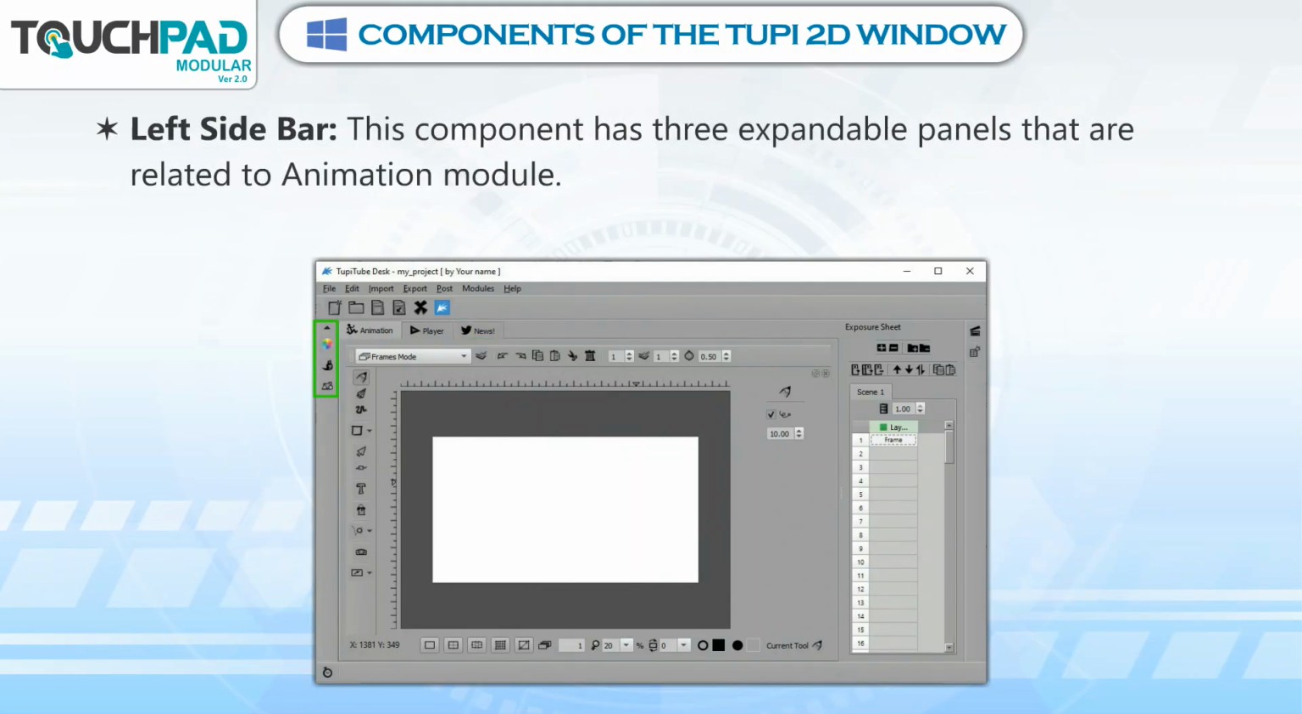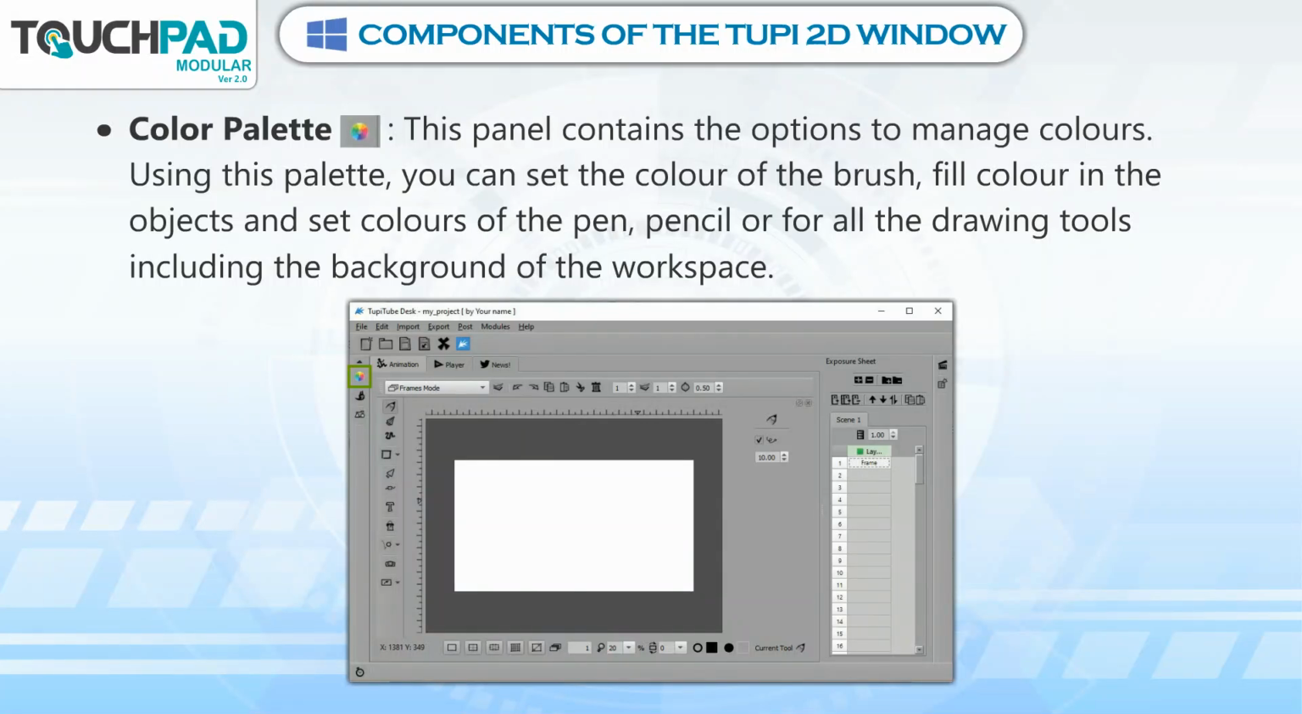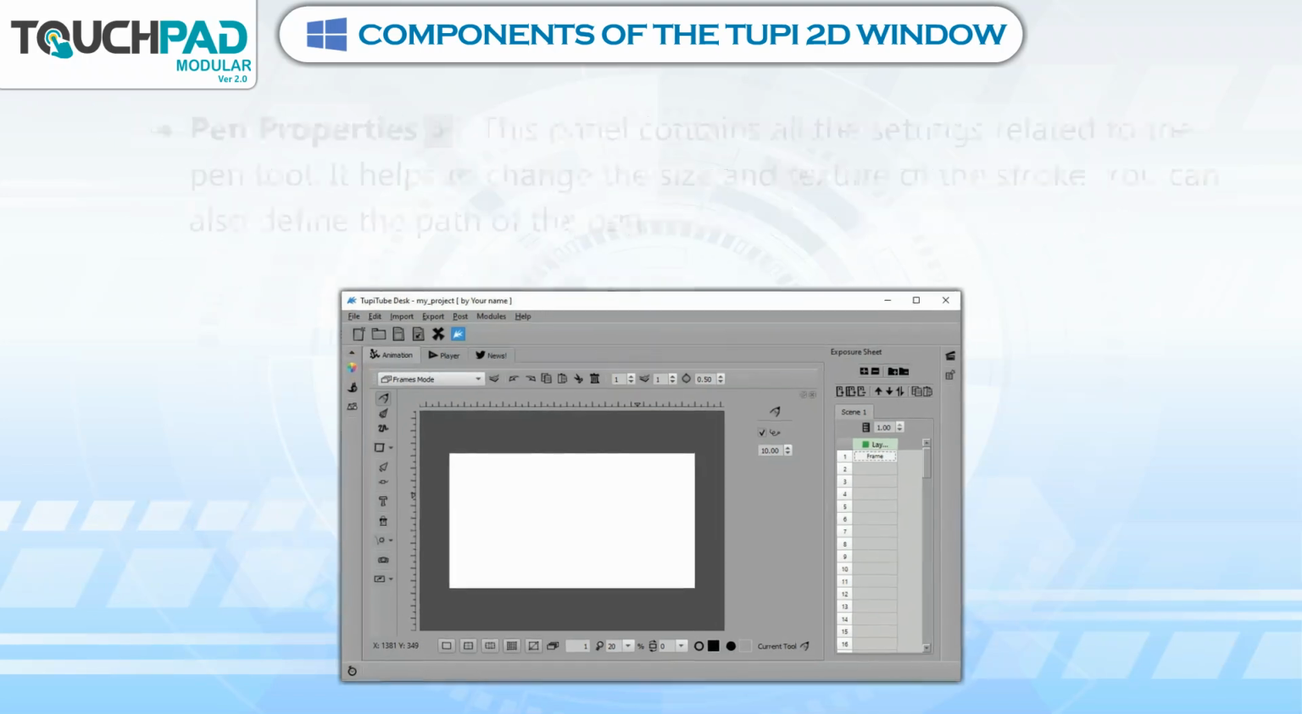Left sidebar. This component has 3 expandable panels that are related to the animation module. Color palette. This panel contains the options to manage colors. Using this palette, you can set the color of the brush, fill color in the objects, and set the color of the pen, pencil, or for all the drawing tools including the background of the workspace.